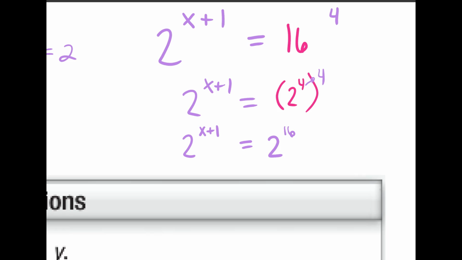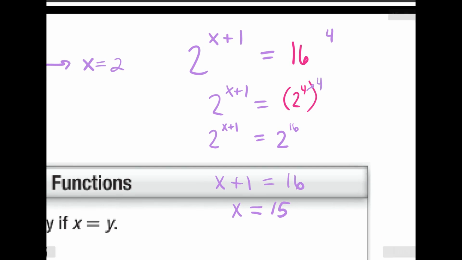Okay, so now I have the same base. Before, one was base 2, the other was 16. Now they both are base 2. So if the bases are the same, that means the exponents have to be the same. Now you can do x plus 1 equals 16 because the bases are now the same. Exactly. How do I further solve it? How do I get x by itself? Minus 1. 15. Good.